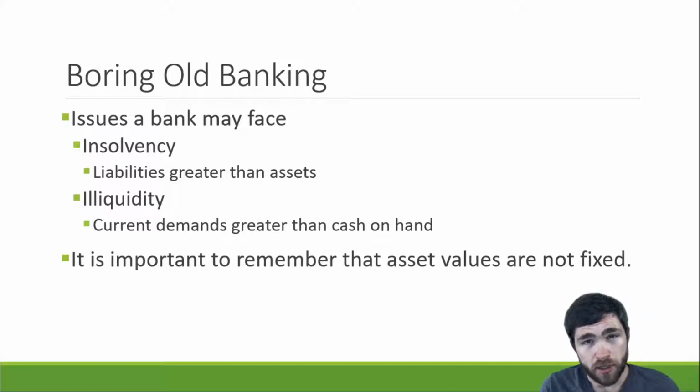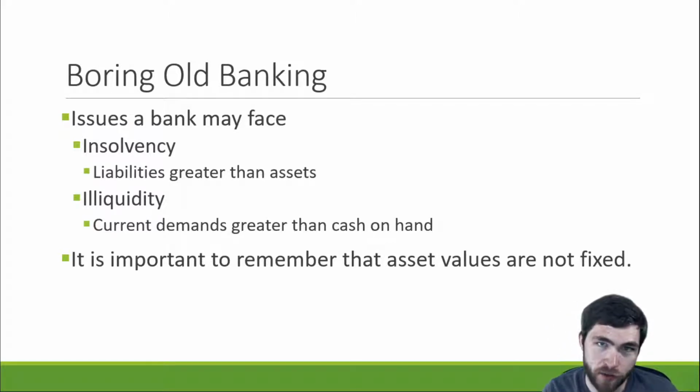Another important concept to keep in mind in the background of all of this is that asset values are not fixed. So if a bank holds an asset, let's call it a mortgage-backed security, that asset value fluctuates at the market rate. And so if a bunch of banks are facing liquidity constraints all at the same time, they may all attempt to sell off their assets at the same time. This increases the supply of that asset in the market, which reduces its value.